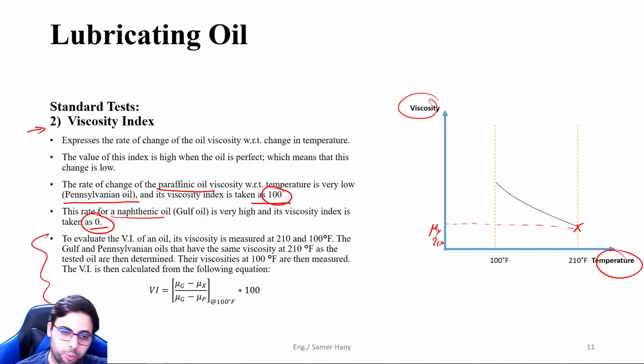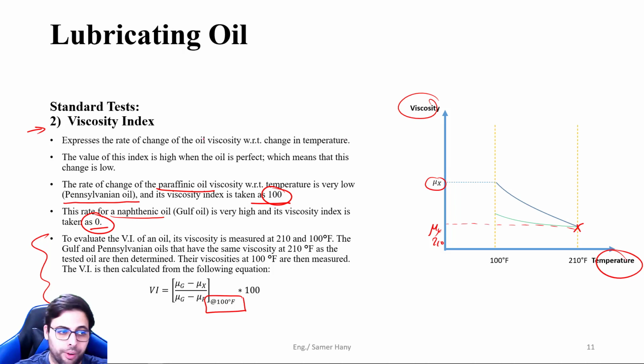And of course, when cooling down, the viscosity will increase to some extent. We don't know how much yet, relative to the other oils, the 100% and the 0%. So it gets here, this is the mu X we're looking for at 100 Fahrenheit, all right? And we get samples of the Pennsylvanian oil and the Gulf oil that start at the same viscosity at 210, and then start cooling them down as well.